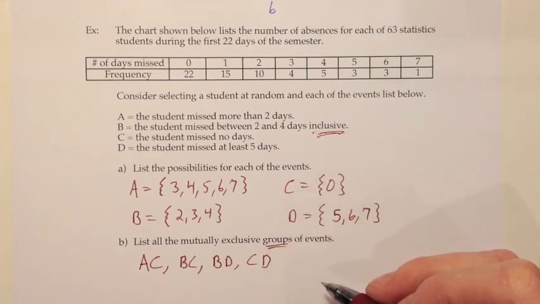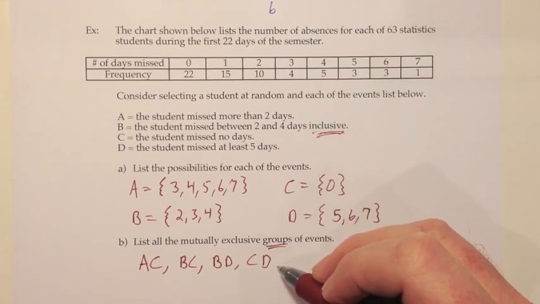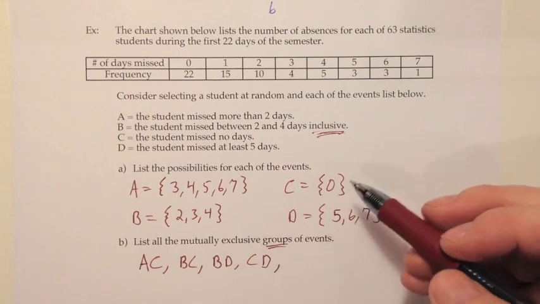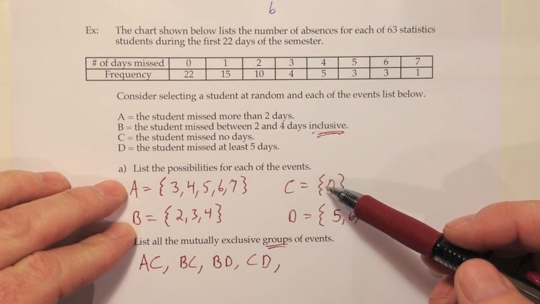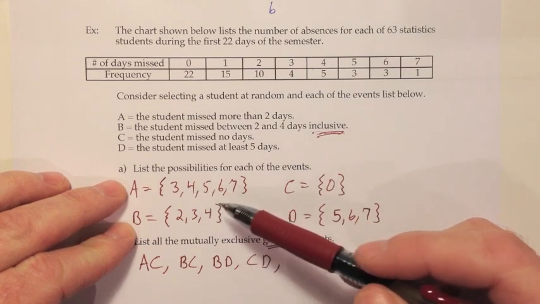And those are all the pairs that I could get. And then I start thinking about triples. What if I took A, B, and C together? If there's overlap anywhere, I have to say no. And there's overlap here, so that's a no.